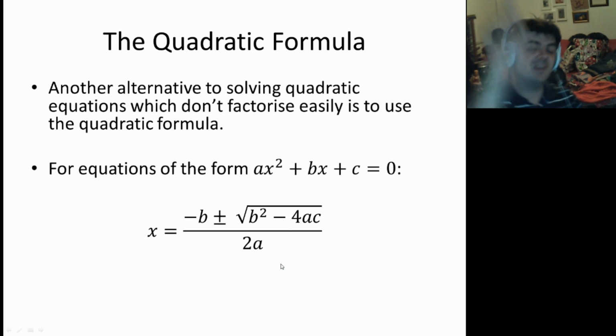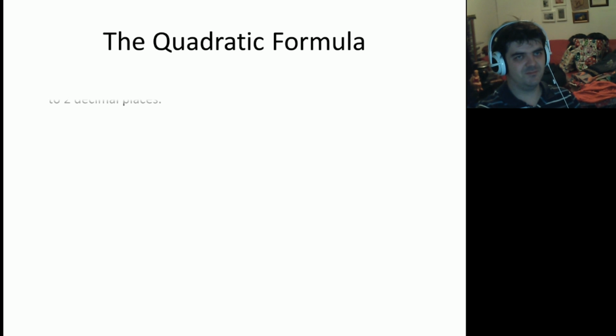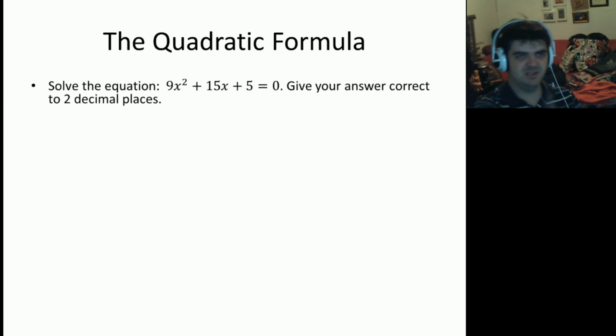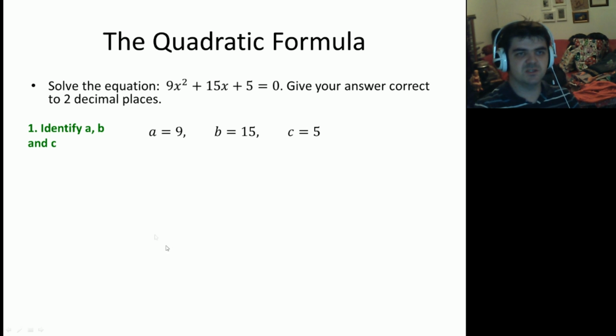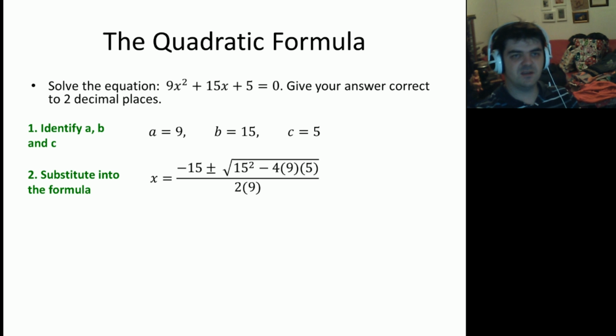Good news is that formula is in the front of the test in AQA. You might forget it by the time you do it, but it's going to be there. It's given to you in the formula book. So this is the original equation, and we give the answer correct to 2 decimal places. We've got to identify the a, b, and c first. The a is the number that's with the x squared, the b is with the x, and the c is the last number. I'm going to substitute that into the formula.